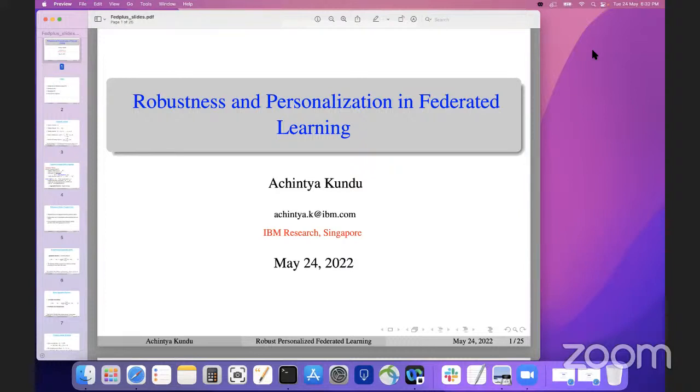Today's talk is by Dr. Achintya Kundu, and he will be speaking on robustness and personalization in federated learning.